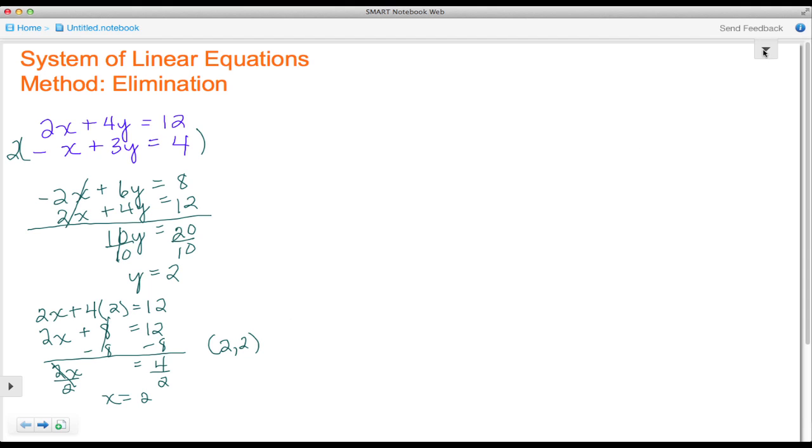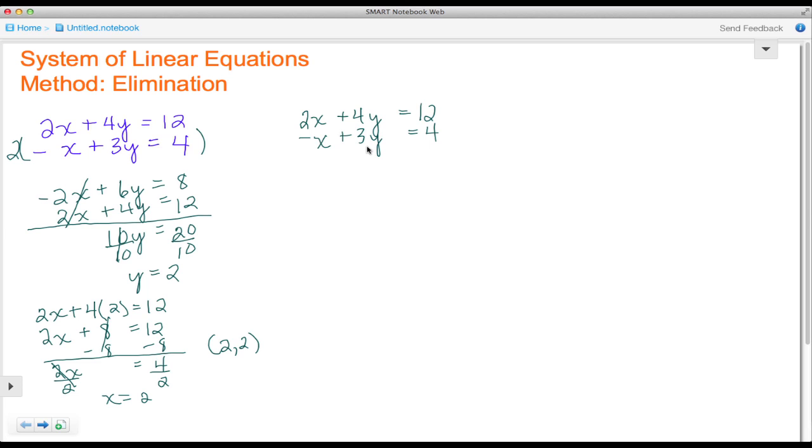Alright, let's use the same method again, but this time to eliminate the y variable. Let's rewrite both of the equations again. So we have 2x plus 4y is equal to 12, and then negative x plus 3y is equal to 4. Well, to get rid of this y, the coefficients need to be the same, except one has to be positive and one has to be negative.